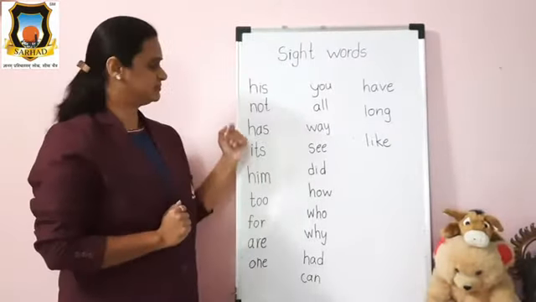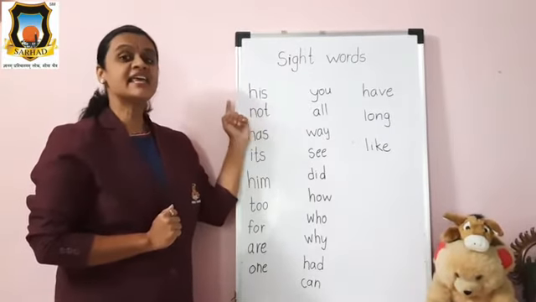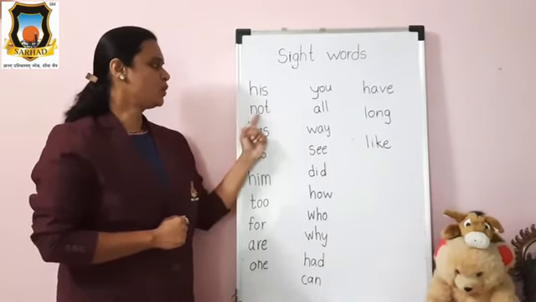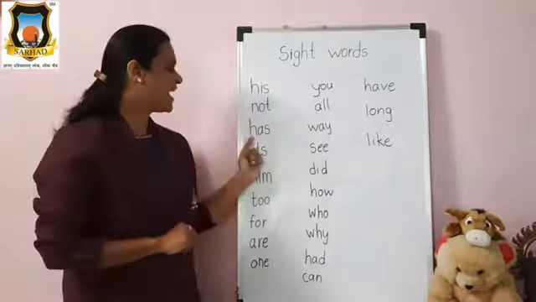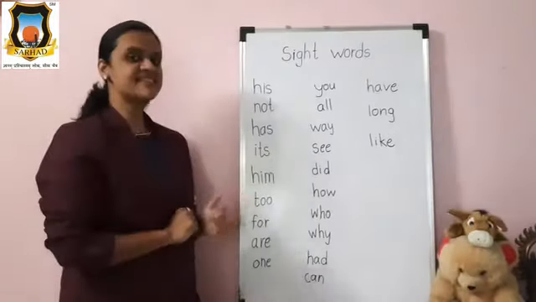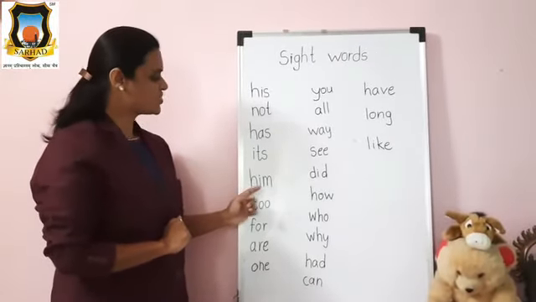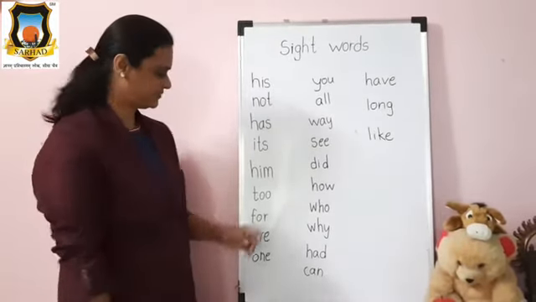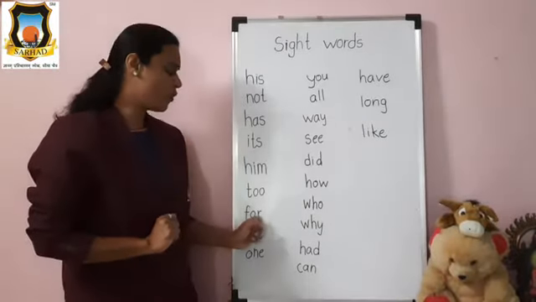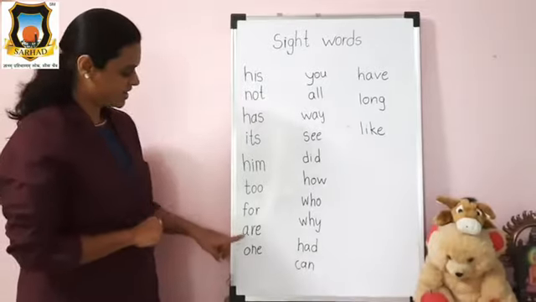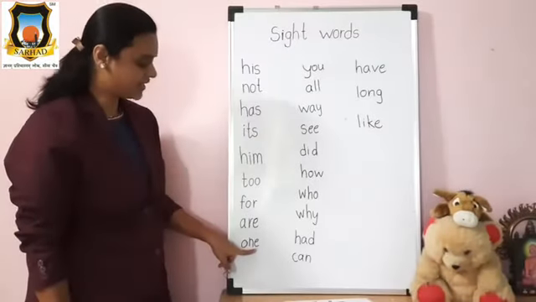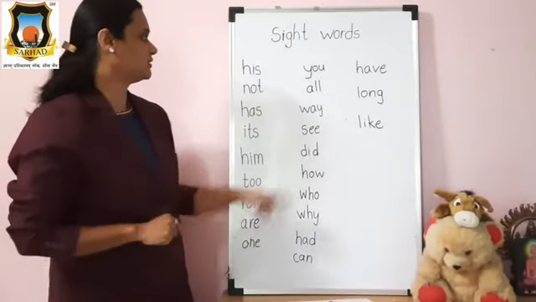Sight words. H-I-S, his. N-O-T, not. H-A-S, has. I-T-S, its. H-I-M, him. T-O-O, too. F-O-R, for. A-R-E, are. O-N-E, one.